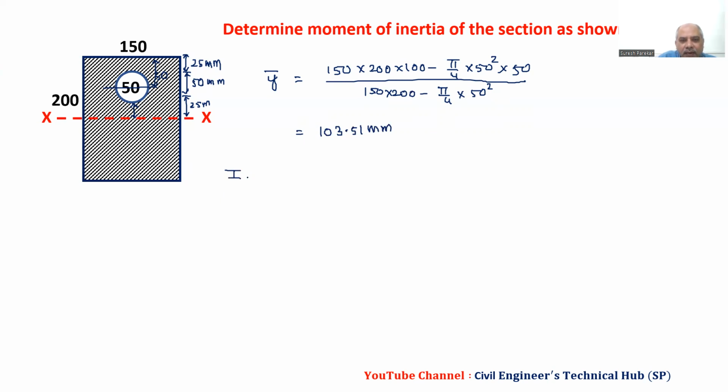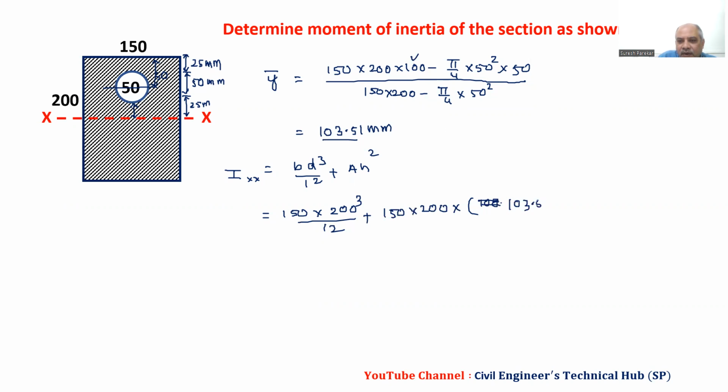And now we have I equal to bd cube by 12 plus A into h square. If there is any calculation mistake, you can please communicate. So we have 150 into 200 cube by 12 plus A, 150 into 200, into h. Now we have this as 100, so we have 103.51 minus 100, whole square.